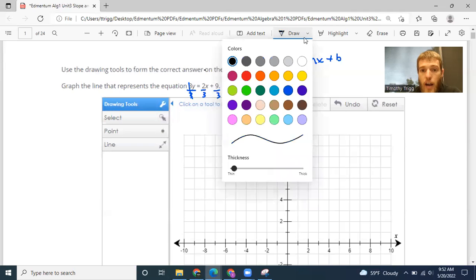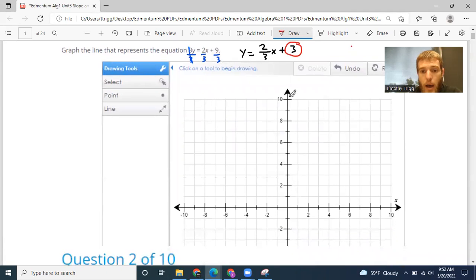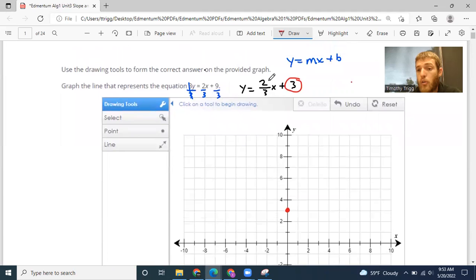We always start our graph by looking at the y-intercept. So in our case, the y-intercept is 3. So I'm going to go on the y-axis. I'm going to put a point at 3. Then from there, we use the slope to help us graph the rest of this line. Now, since it's a positive slope, we know it's going to be going upwards as we go from left to right.